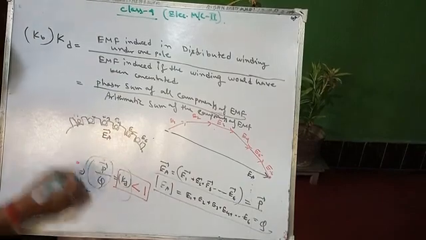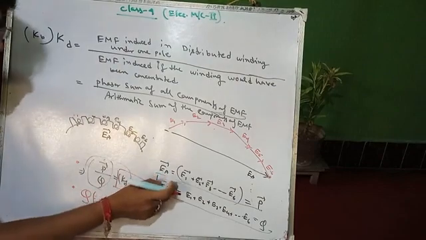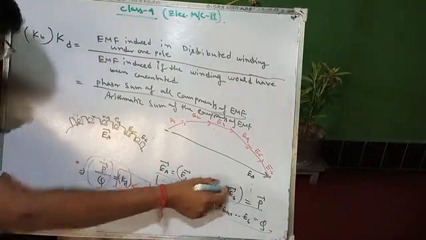Here we are considering Q equals 6. That's why by adding we get E6. The maximum term will be E6.